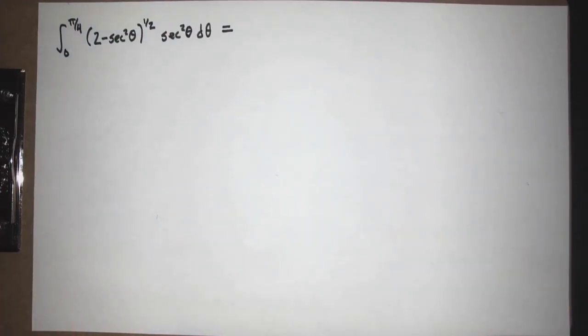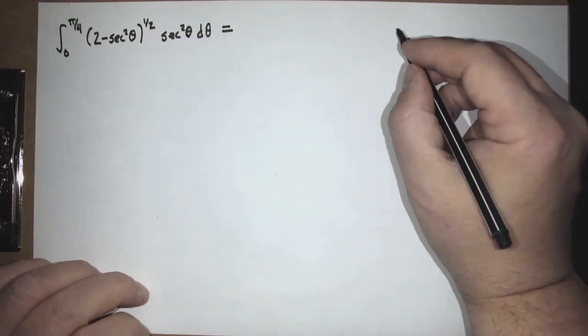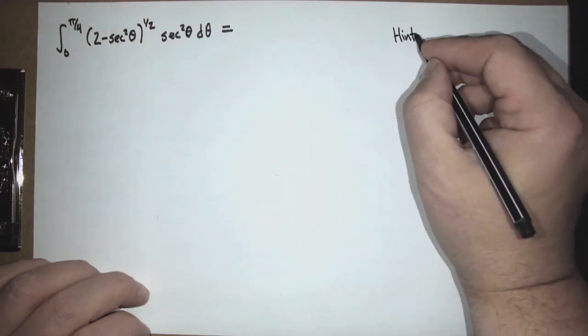Find the integral from 0 to pi fourths of (2 minus secant squared theta) to the 1/2 times secant squared theta d theta. And I'll give you a hint, if that's okay. If you don't want to hear the hint, close your eyes and cover your ears. Hint.